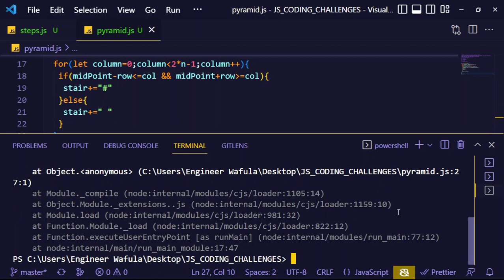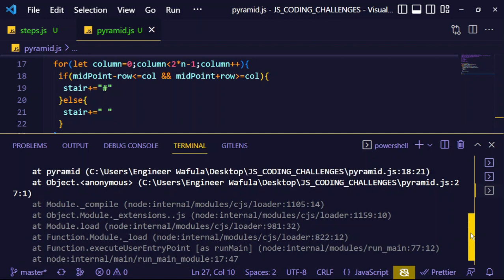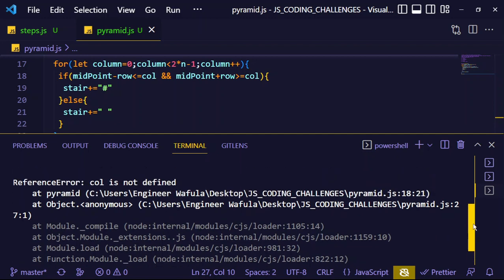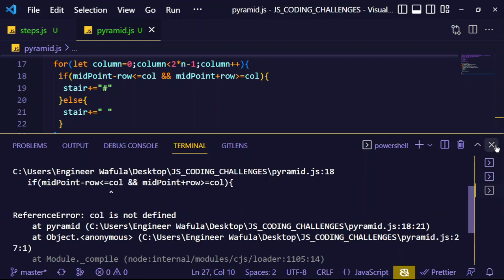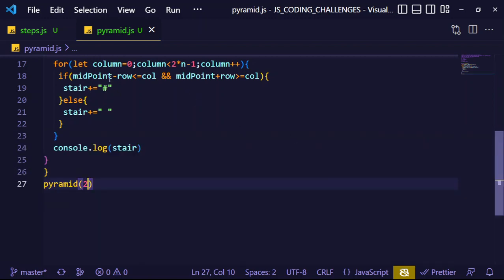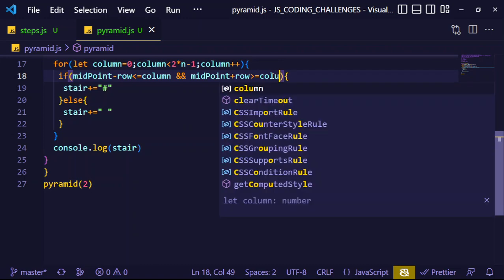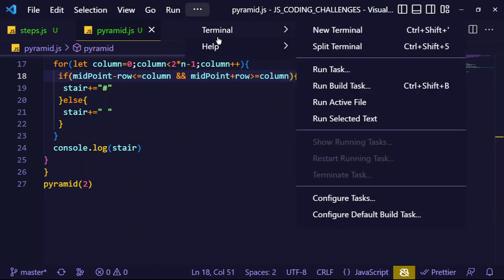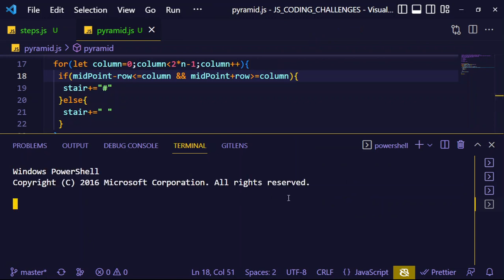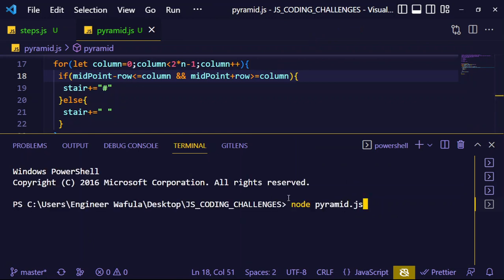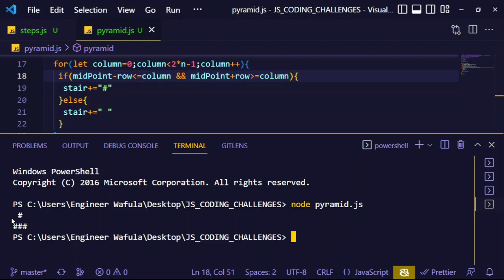Whoa, I'm getting an error somewhere. Yes, core is not defined. Alright, I'm having some bugs inside our code. Core is not defined. Yeah, right. This shouldn't be row. This shouldn't be column. It should be column. Sorry for that. So let me hope that solves the problem. Yes, let me execute it once again. See, we're having our pyramid shape being printed out on the console.